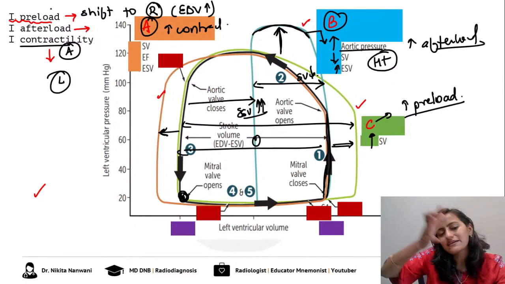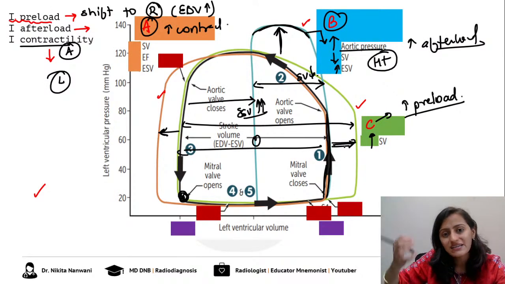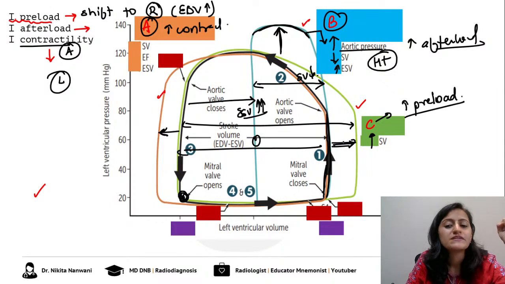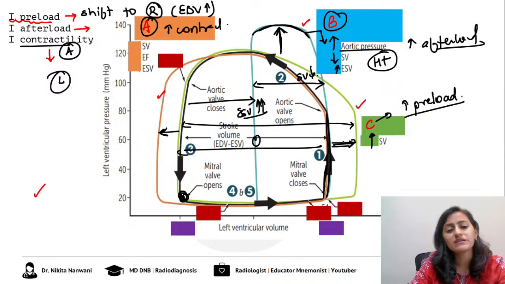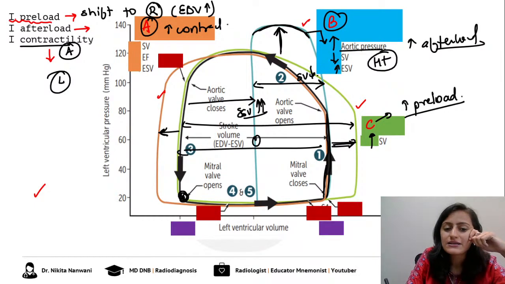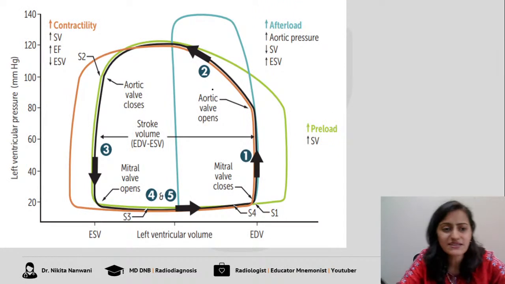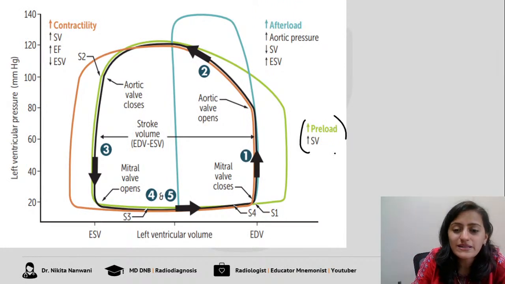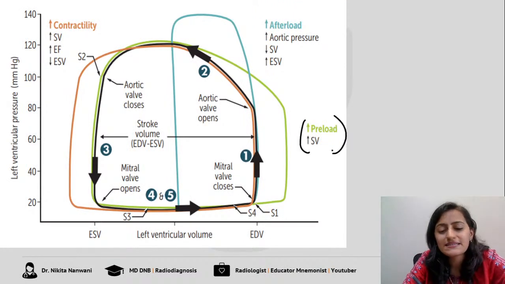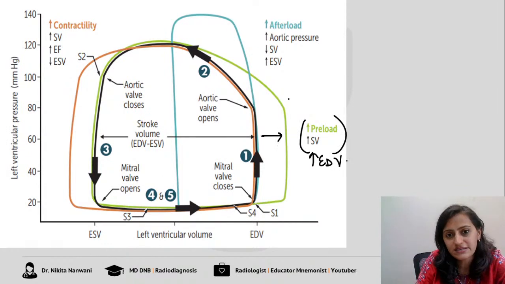So preload mein, the graph is shifting to the right because preload is the earning, that is the filling which is happening. So it is the end diastolic volume increasing. Afterload mein end systolic volume decreasing. Okay, that is what we are seeing. And you have aortic stenosis. Now look at this graph, understand these points. So with increase in preload, basically the stroke volume is increasing, the end diastolic volume is increasing.